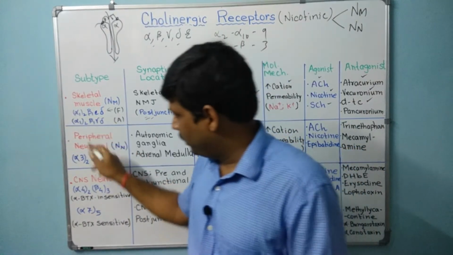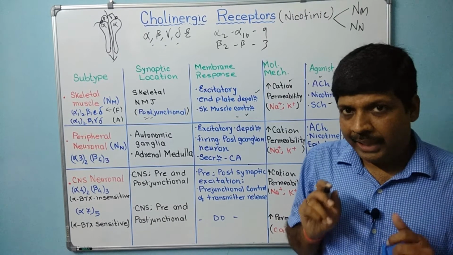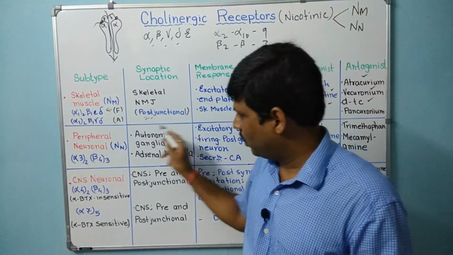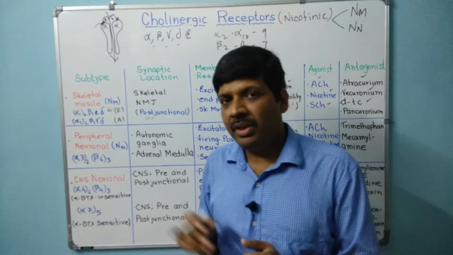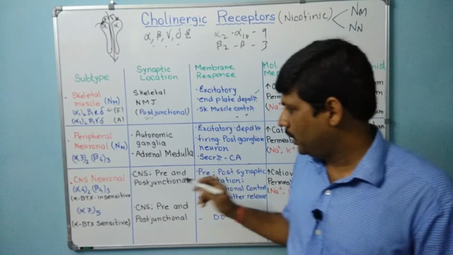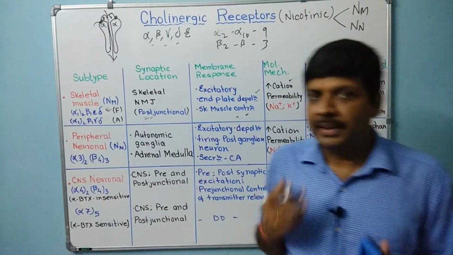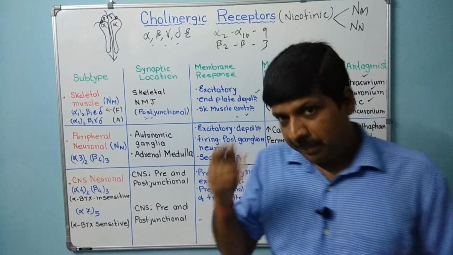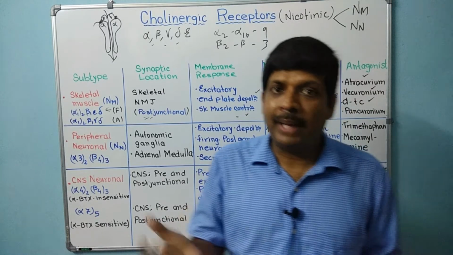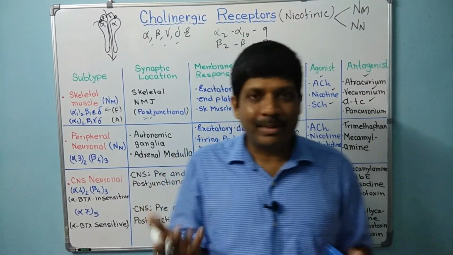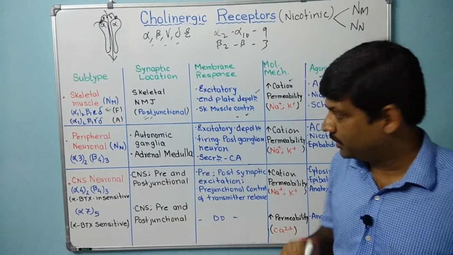Now coming to peripheral neuronal. Neuronal has two types, peripheral neuronal and CNS neuronal. The peripheral neuronal are present at the autonomic ganglia and the adrenal medulla. These neuronal receptors can be present at pre-junctional, post-junctional or perijunctional, that is presynaptic, postsynaptic and perisynaptic. The presynaptic and the perisynaptic types can be of autoreceptor type and heteroreceptor type, and they regulate the acetylcholine, dopamine, glutamate transmitter release.